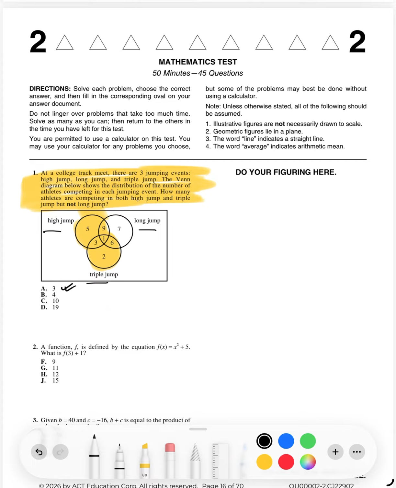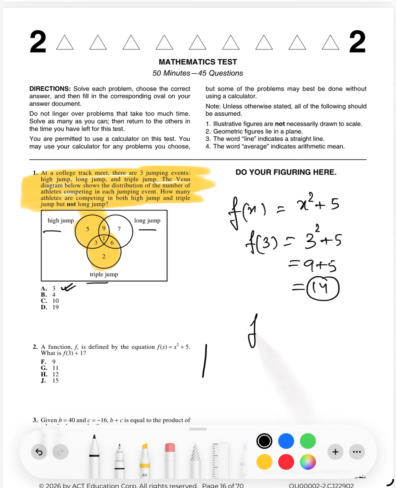Next problem: a function is defined by the equation f(x) is equal to x squared plus 5. So what is f(3) plus 1? First we find f(3). f(3) is 3 squared plus 5, which gives you 9 plus 5, which is equal to 14. So f(3) plus 1 gives you 15. So 15 is the correct answer for this one.